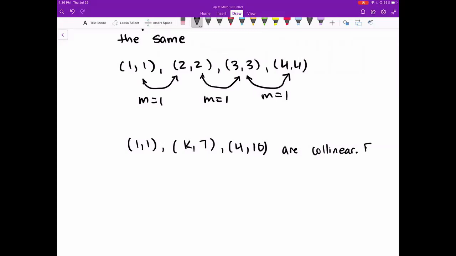Yeah, so remember that if it's collinear, the slope between all the points is the same. So that's going to be quite useful.